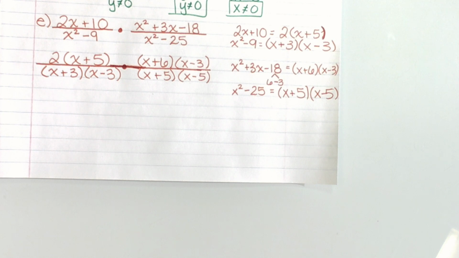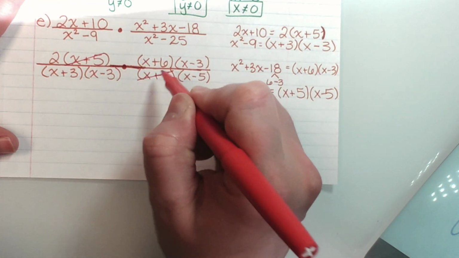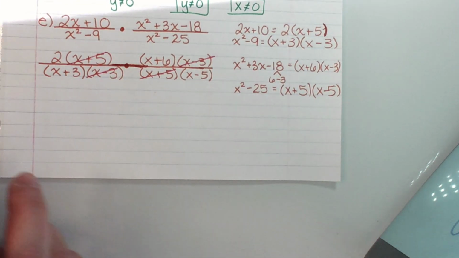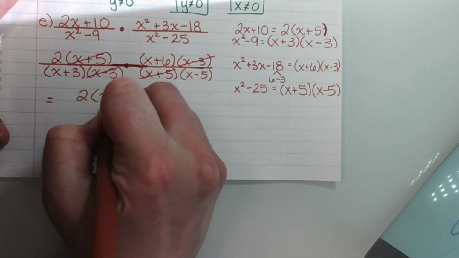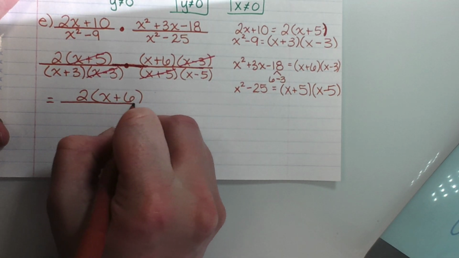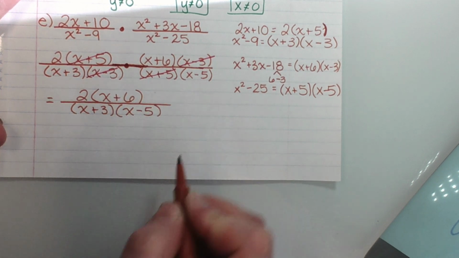It only works on ones that are factorable in binomials. What can I cancel? What's it got on both top and bottom? It's got an x plus 5 on top and bottom. What else does it have on top and bottom? It's also got an x minus 3 on top and bottom. Two is left on top, x plus 6 is left on top. X plus 3 is left on bottom, x minus 5 is left on bottom.